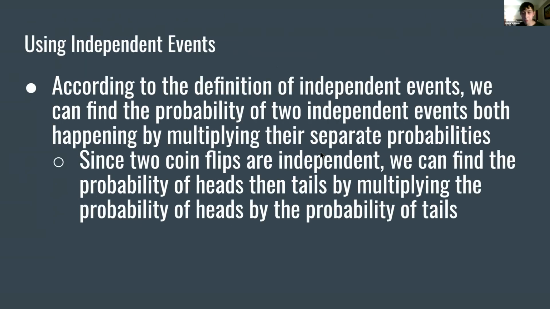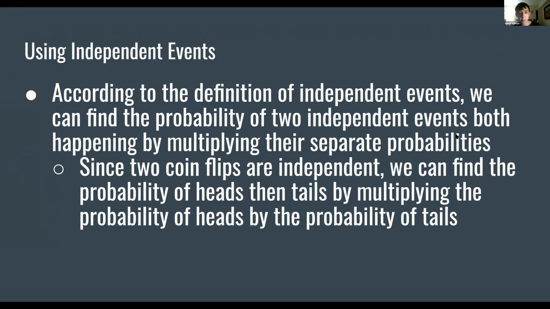So now we can take advantage of the definition of independent events. If we know two events are independent, we can use the definition and find the probability of two independent events happening at the same time by multiplying their separate probabilities. So for example, if I flip a coin twice, I know those two flips are independent. So instead of counting the number of ways that I get heads and then tails, and then dividing by the total number of cases, I can just multiply the probability of heads the first time by the probability of tails the second time.